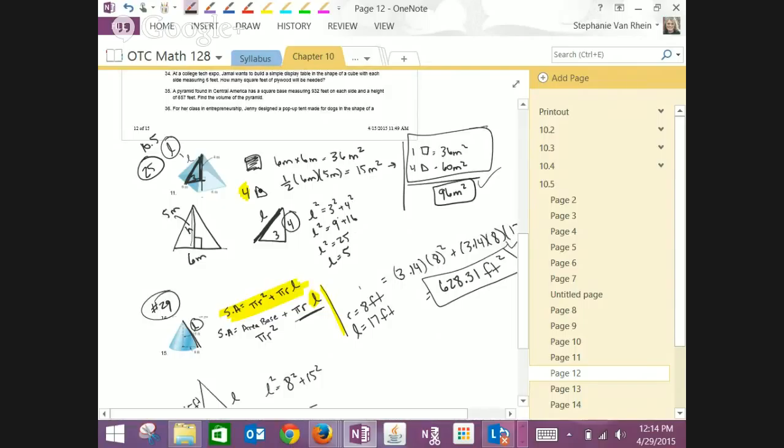So the area of each triangle is 1/2 the base of the triangle times the lateral height. There turn out to be 4 of them. So if I multiply that by 4, I get 60. There's one base, which is 6 by 6. So to find the surface area of the base, I take base times height, and I get 36. I add those together, 60 plus 36, and I get the total surface area.